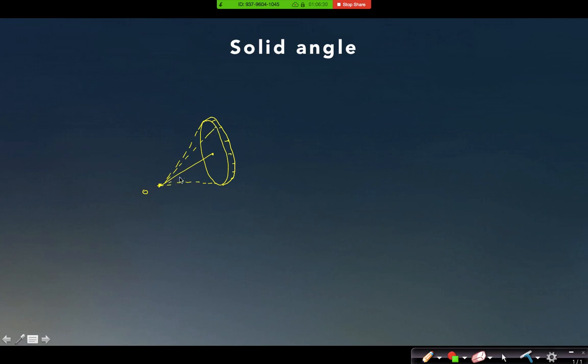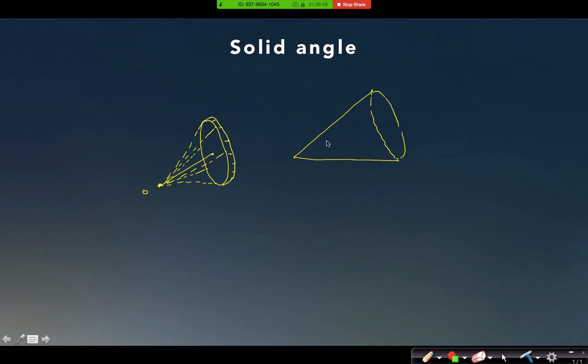Can you see that? I am joining all the points on the circumference of the disk with the point O. Can you tell me what I will get in this way? Cone. We will get a cone like this.